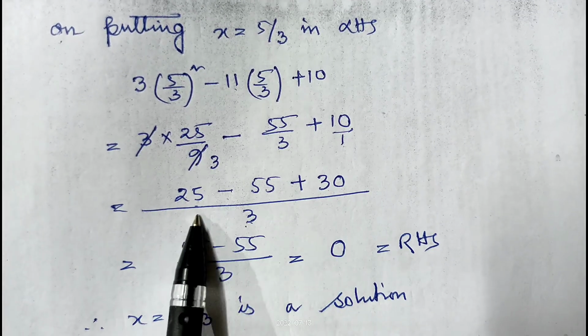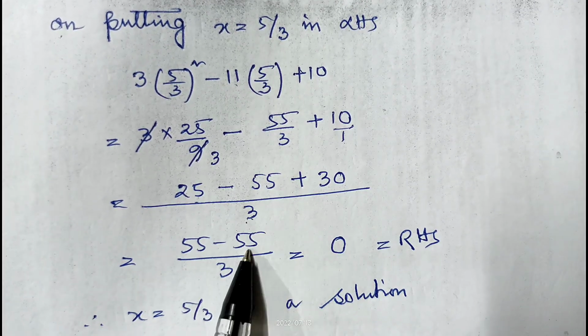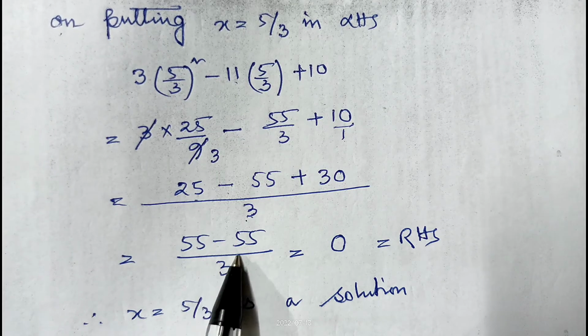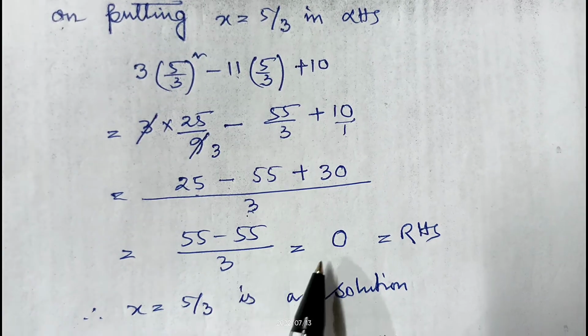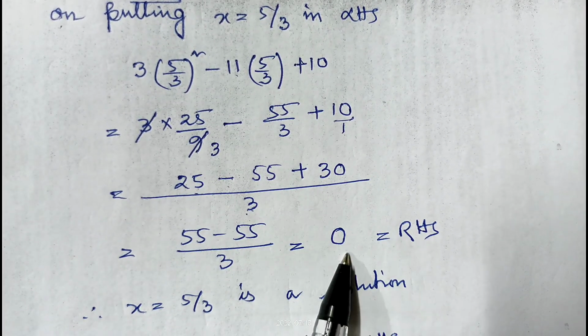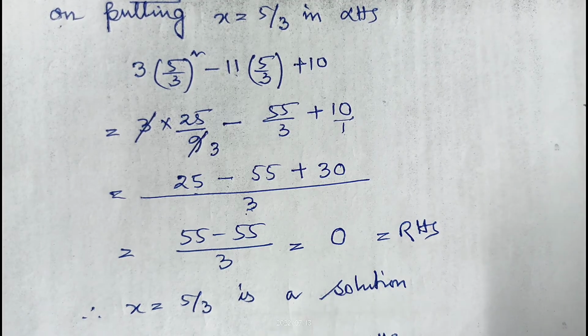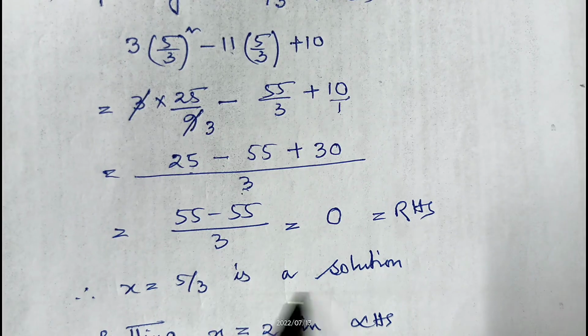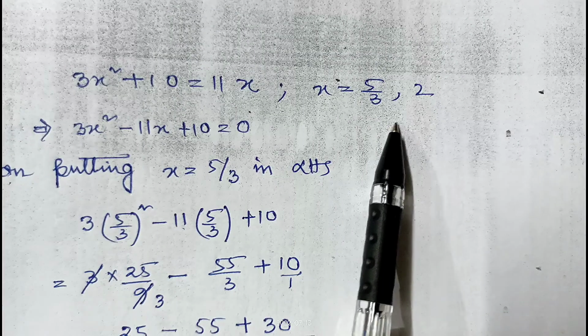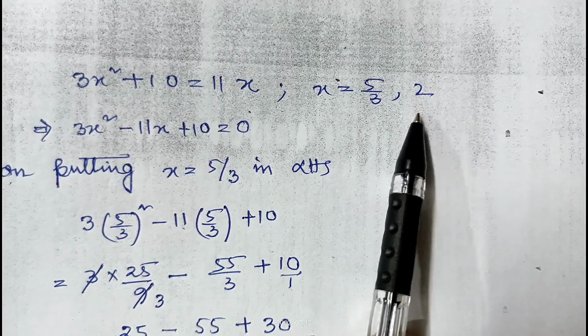So 30 plus 25 will be 55, minus 55, over 3. 55 minus 55 is 0. 0 by 3 is 0. So we got the right hand side. Since by replacing x = 5/3 we got the right hand side, therefore x = 5/3 is a solution. Again it is given whether 2 is a solution or not.